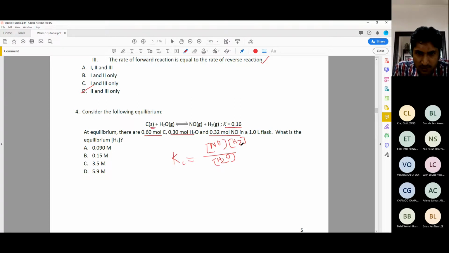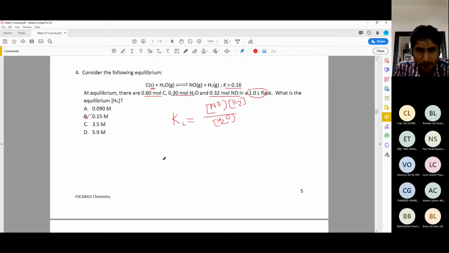If we put the values in, the number of moles are here, but it is in a 1 liter flask, so moles and molarity are the same because the volume is 1. We can just put in the values here, and we will find 0.15 molar. Now I have to plug in the K value from here so that we find the hydrogen concentration.